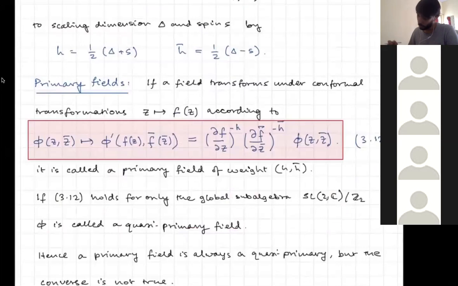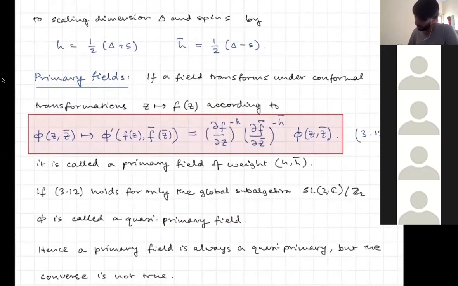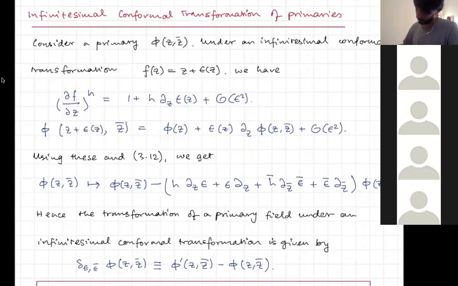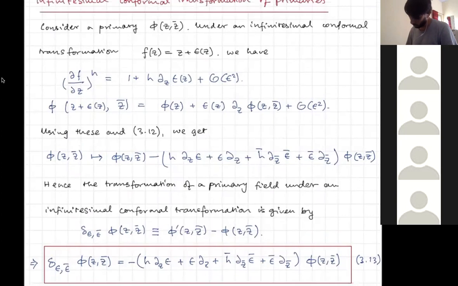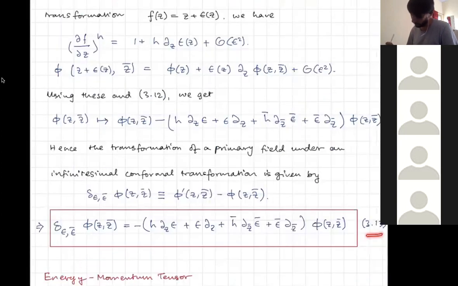And we also said what the definition of a primary field is. This was given by equation 3.12. If this equation 3.12 holds only for the global subalgebra, in that case phi is called a quasi-primary field. So we ended up with the point that a primary field is always a quasi-primary, but not the other way around. Okay, so then we looked at infinitesimal transformations and we got to the form 3.13.